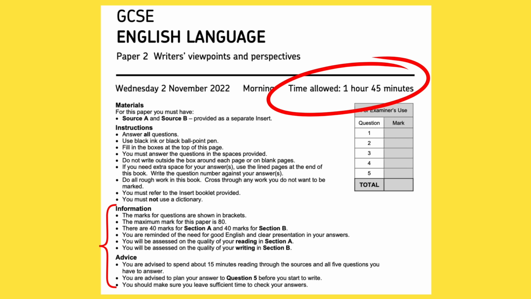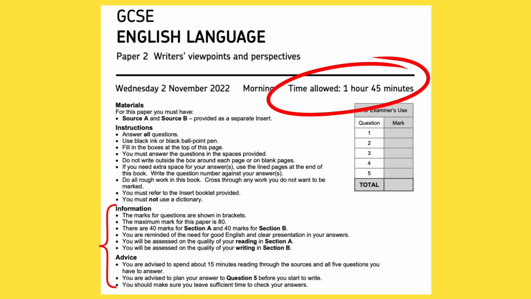Hi everyone, in today's video we're going to do a full walkthrough and breakdown for AQA's GCSE English Language Paper 2. So just like Paper 1, Paper 2 is also 1 hour and 45 minutes and it's out of 80 marks. And also like Paper 1, this paper is made up of two sections, A and B. For Section A, you'll be questioned on two sources given.